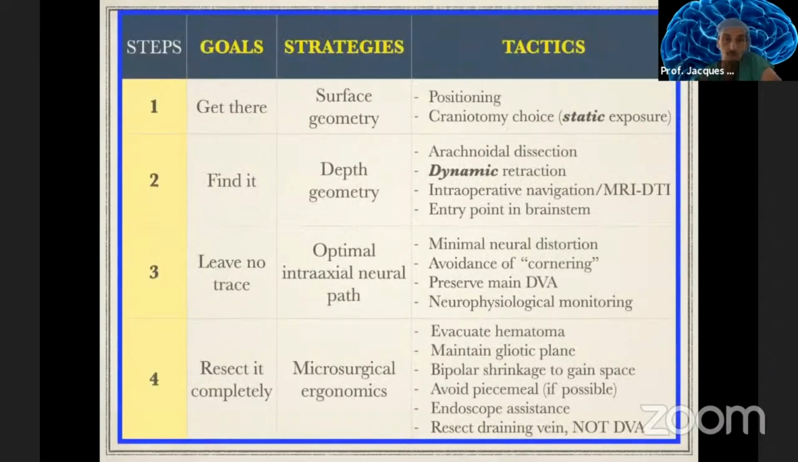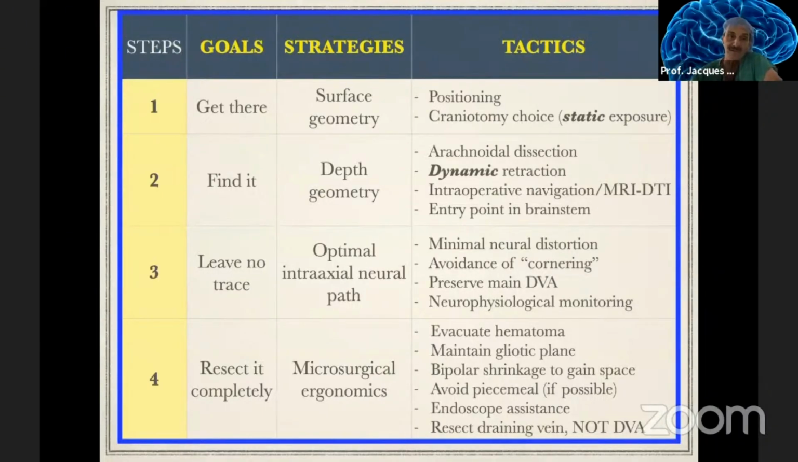So what I'd like to do is to summarize in this table what I consider the 4 steps for each of the goals, the strategy, and the tactics. I don't think I have the time to read the entire slide, but it's just a concept. How do you get there? How do you find the lesion? How do you leave no trace? And how do you resect it completely?